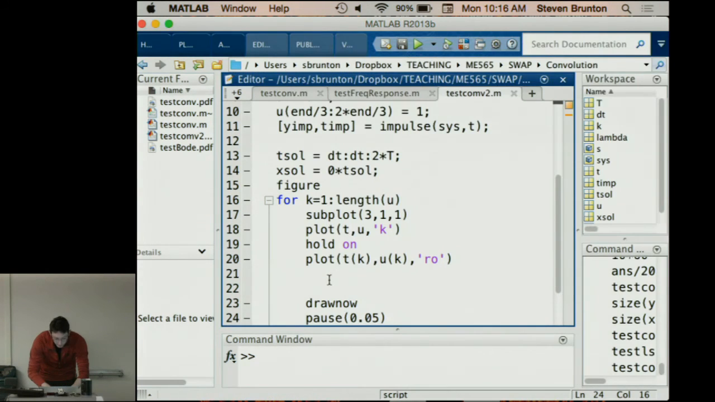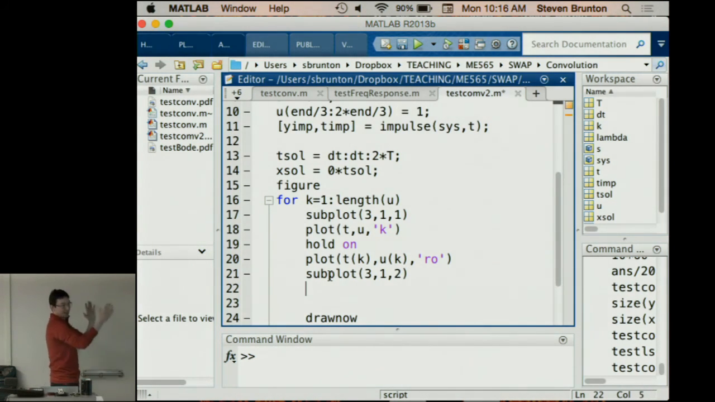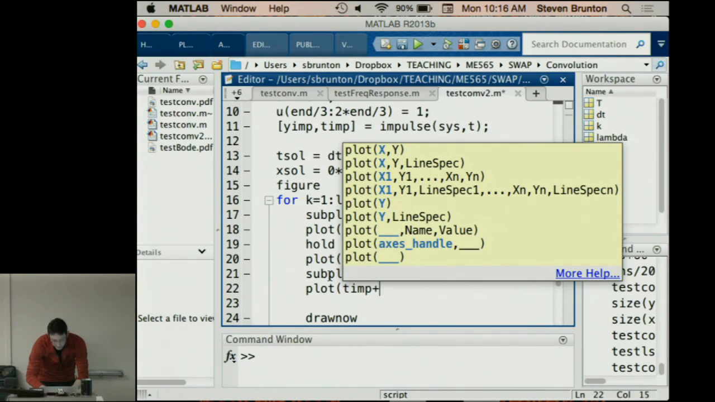Good. Now in my second subplot 3 by 1 by 2, I'm going to plot my impulse response, but I'm going to keep shifting my impulse response in time. Right? So I'm going to plot t imp plus t of k. I'm shifting by t of k. This is like my tau. Okay? I'm shifting by t of k.